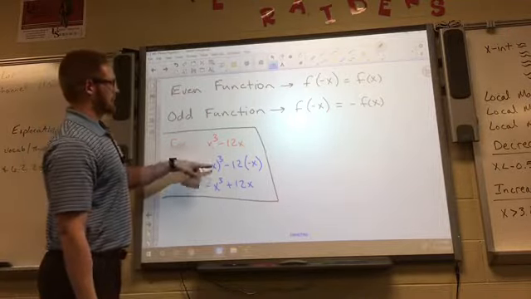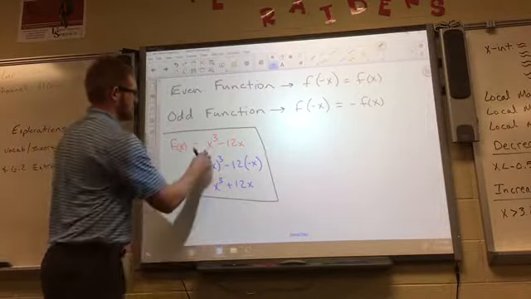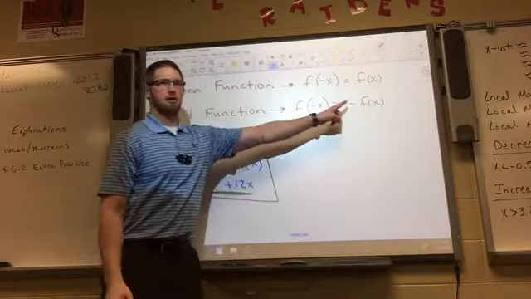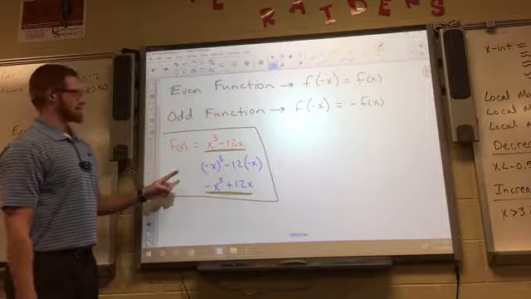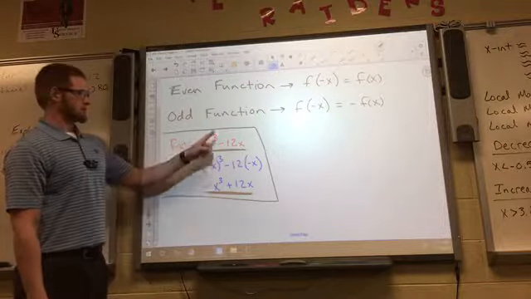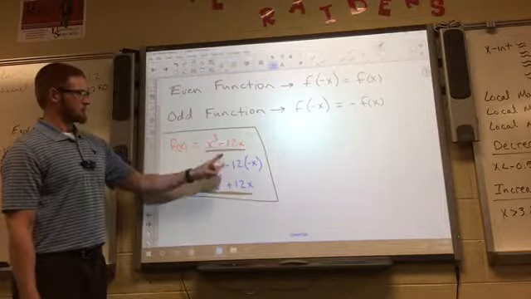So on this function, when I plugged in negative x, did I come out with the exact same function that I started with? No. Did I come out with the exact opposite on all my signs? Yes. This was positive x cubed. Now it's negative x cubed. This was minus 12x. Now it's plus 12x. So is this function odd or even? This is an odd function.